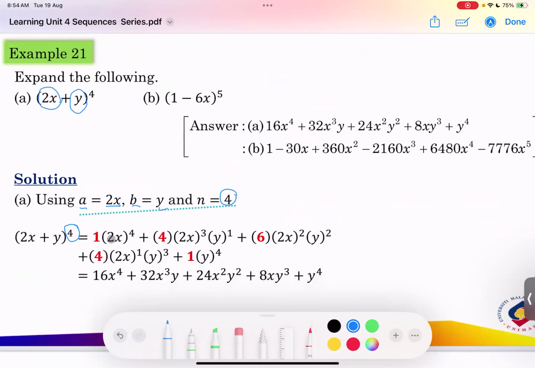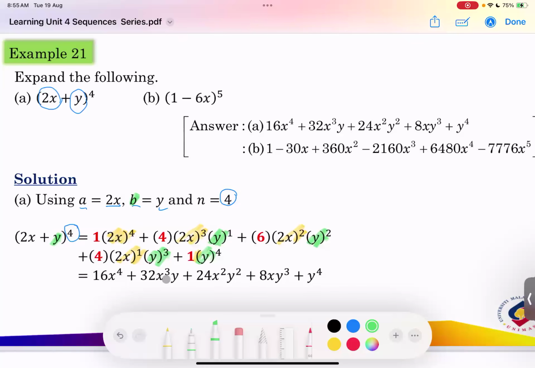This one starts with a^4, a^3, a^2, a^1, a^0. So you can see the a power here is getting less. Let me highlight the a value here. So this one is a^4, a^3, a^2, a^1, and a^0. That's why it's not mentioned here, it becomes 1. How about the b value? b^0, b^1, b^2, b^3, b^4.